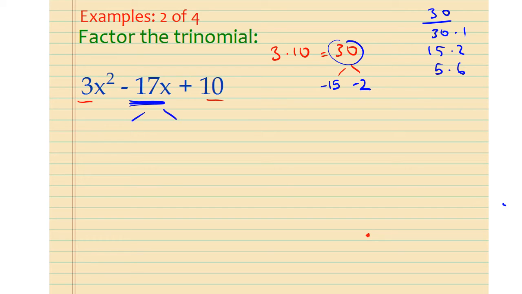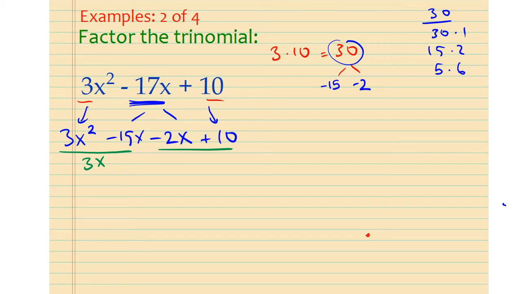We will separate negative 17 into two parts, negative 15x and negative 2x. We still have our plus 10, we still have our 3x squared. Now we are going to group the first two terms and then the next two terms. Among each group, we are going to factor out the greatest common factor.